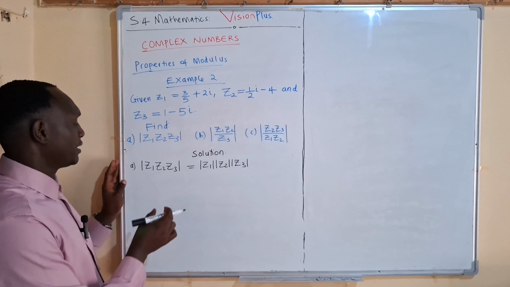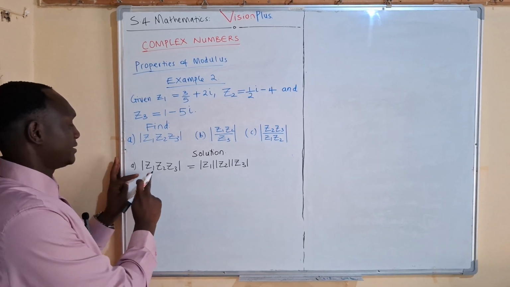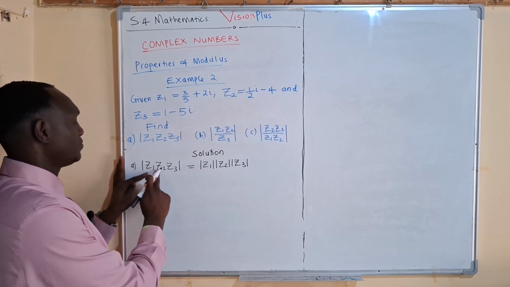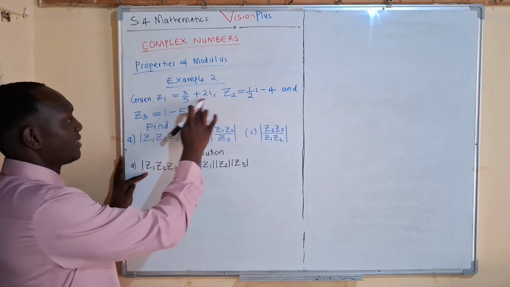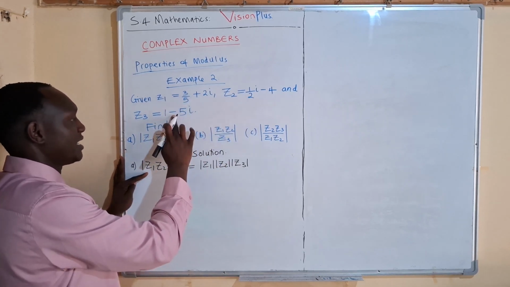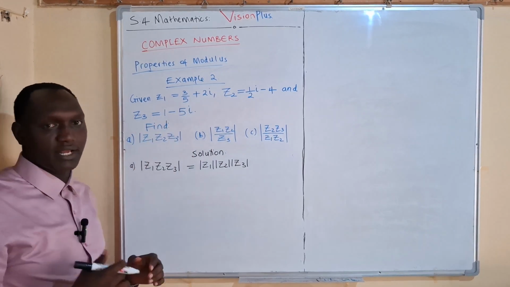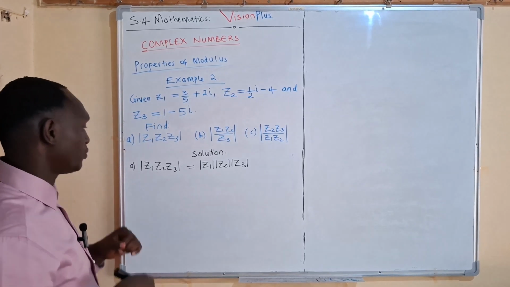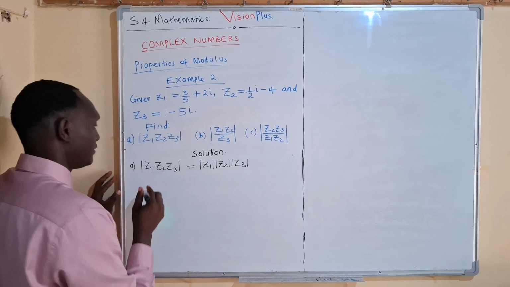But there is no sin if you go ahead and start by multiplying Z1 times Z2 times Z3. You get Z1 times Z2, you get the answer. Use that answer times Z3, you get the answer. And then to that final answer, you find the magnitude. It will be the same answer.